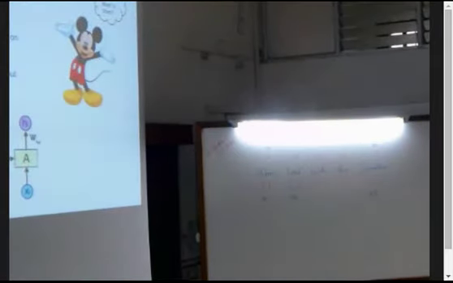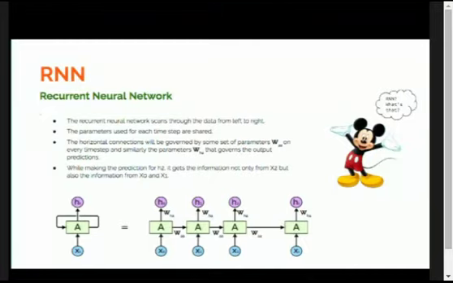So here is what the recurrent neural network is. What it does is it scans the data from left to right, one by one. I will build this RNN. But the second problem that I mentioned, that the parameters are not shared across the different time steps, is solved using RNN. So let's see how it solves.